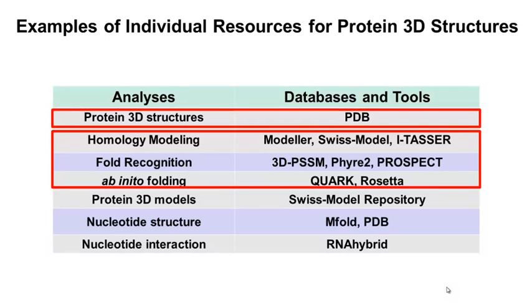Finally, there are new proteins which may have a completely new and previously unseen fold. For these proteins, you can only make model-free ab initio folding predictions by searching for possible folds in the fold space and calculating the free energy using methods such as Quark and Rosetta.